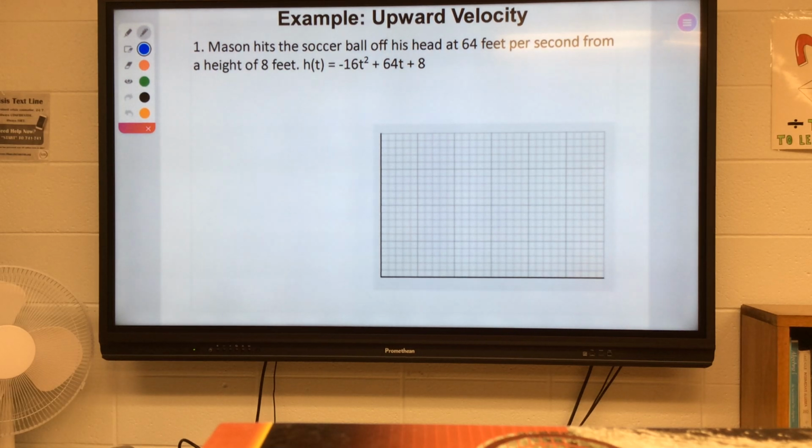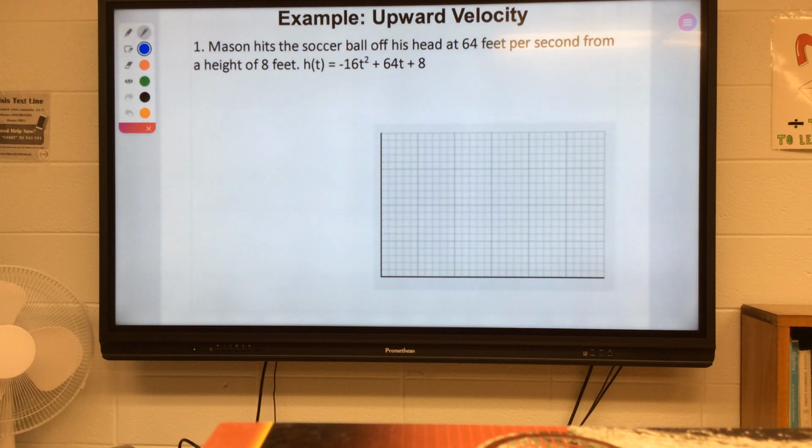Okay, so example number 1 here. Again, this is maximum height, and this is throwing an object upward. Okay, so as the problem states, Mason hits the soccer ball off his head at 64 feet per second from a height of 8 feet. At some point, I'm going to give you that reading material, but I will not give you the equation at the end. So you're going to have to know where these things come from.